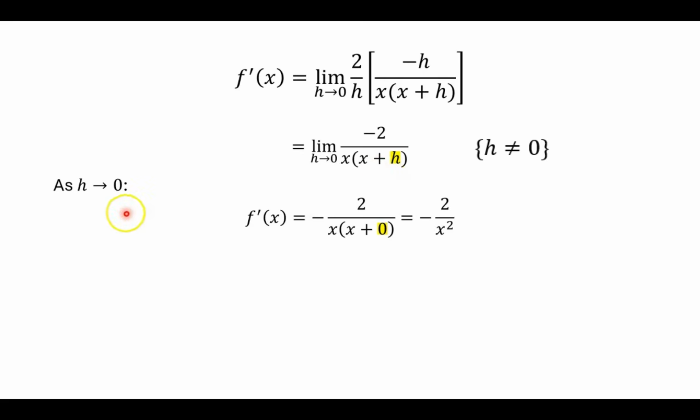You can just let h go to 0. So this one becomes a 0. And then you multiply this x with this x, gives x squared. So the final answer is the derivative of the function is minus 2 over x squared.